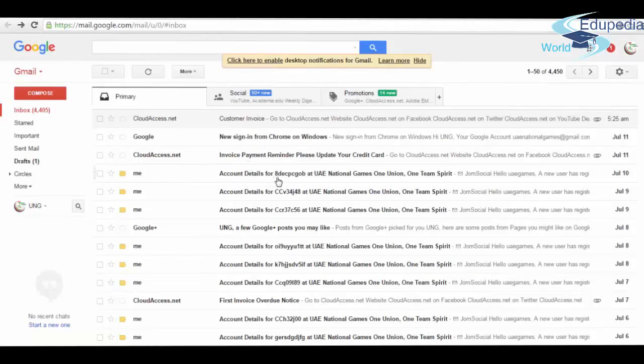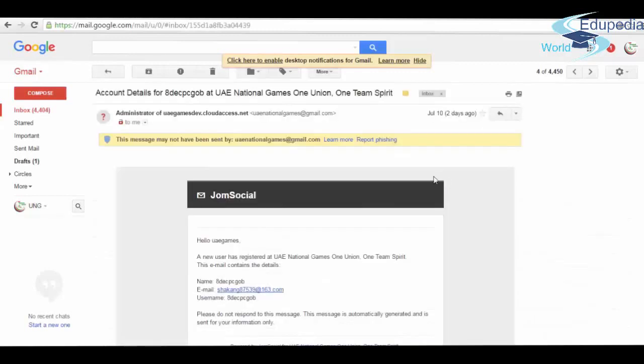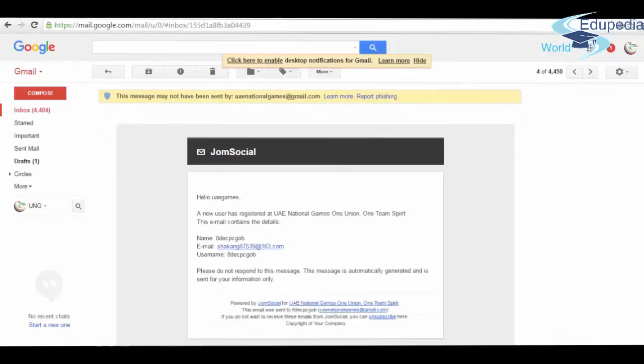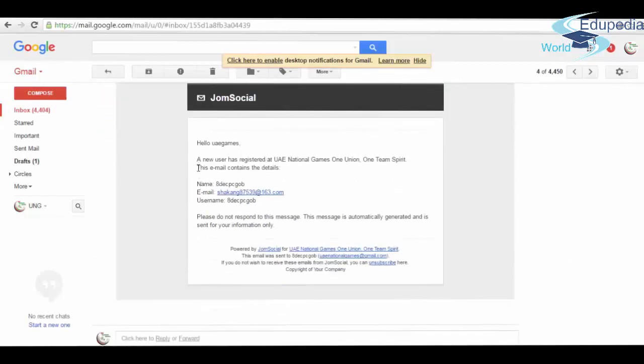Account details for ADECPCGOB at UAE National Games. Okay, I have a social account which I just closed recently, and a new user has registered at UAE National Games. One Union, One Team Spirit. That's the byline: One Union, One Team Spirit.